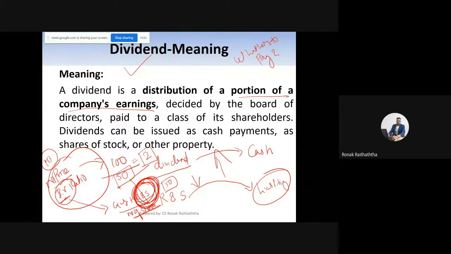It does not stop over here. Once you decide that yes, we are supposed to pay the dividend, then how much dividend is to be paid? And if we pay the dividend at this magnitude, then what will be the impact on the market price of the share? This is all about dividend decision making.